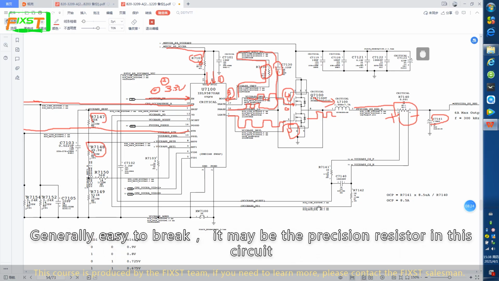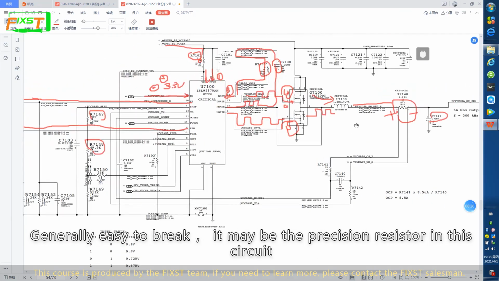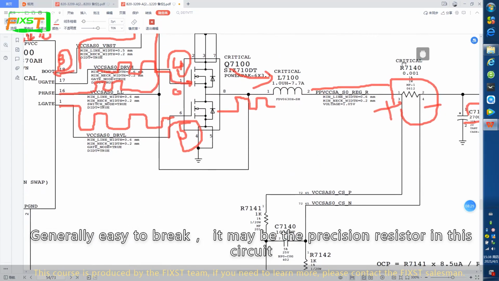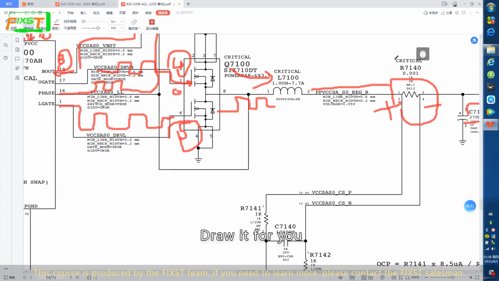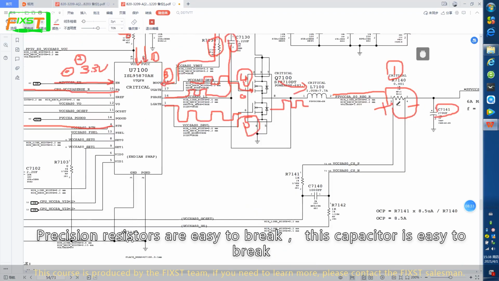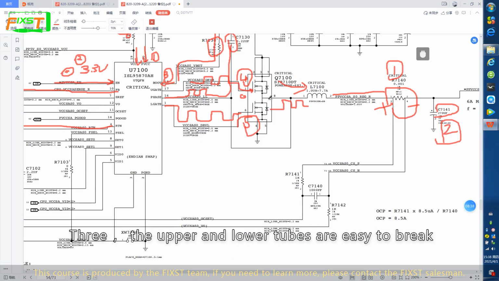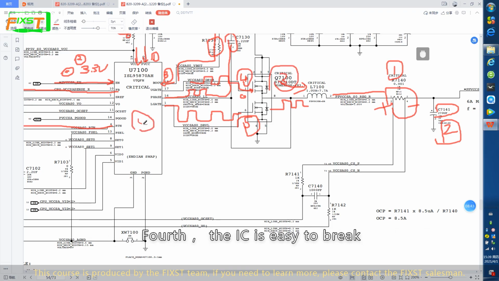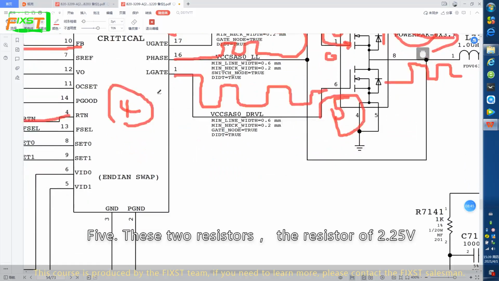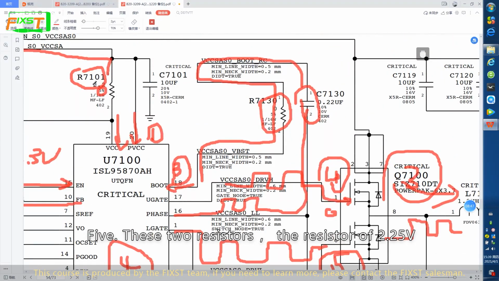Generally easy to break: it may be the precision resistor in the circuit. I'll draw it for you. 1. Precision resistors are easy to break. 2. The capacitor is easy to break. 3. The upper and lower tubes are easy to break. 4. The IC is easy to break. 5. These two resistors, the resistor of 2.25 volt. 6. And this 0 ohm resistor is also easy to break.